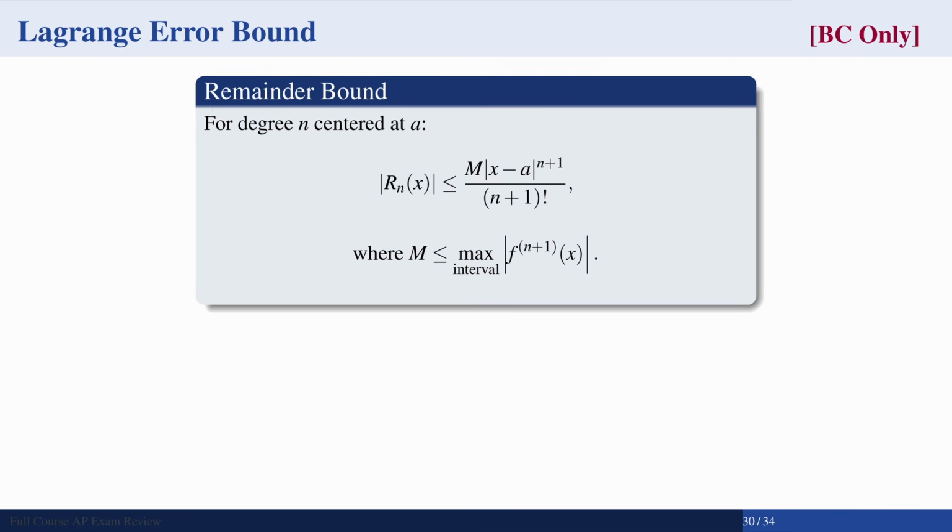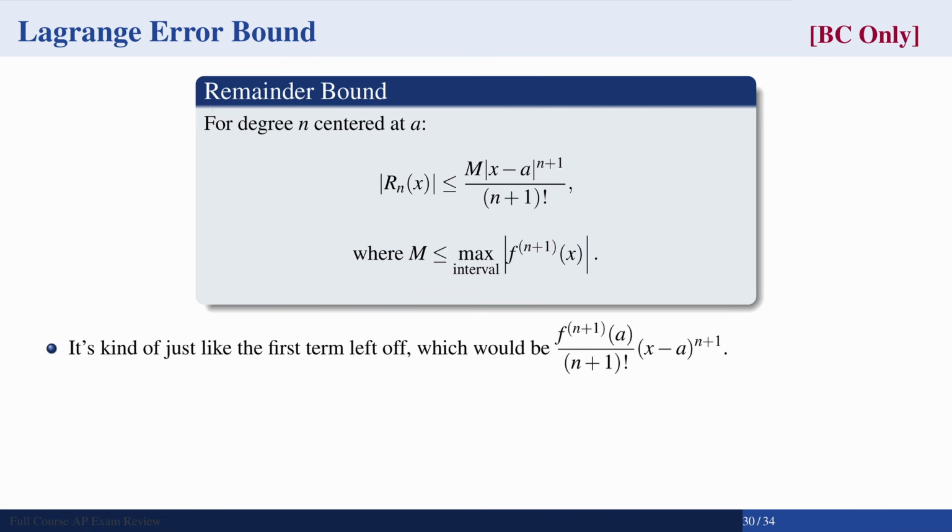So M is definitely the most mysterious part of this. I always look at the error term and I think it's basically like the first term left off, just like when you're using alternating series error, except instead of actually being the magnitude of the first term left off, we have some upper bound. Instead of just using the n plus first derivative, we have to use the maximum of the absolute value of the n plus first derivative on the interval. But it's really similar to the first term left off.